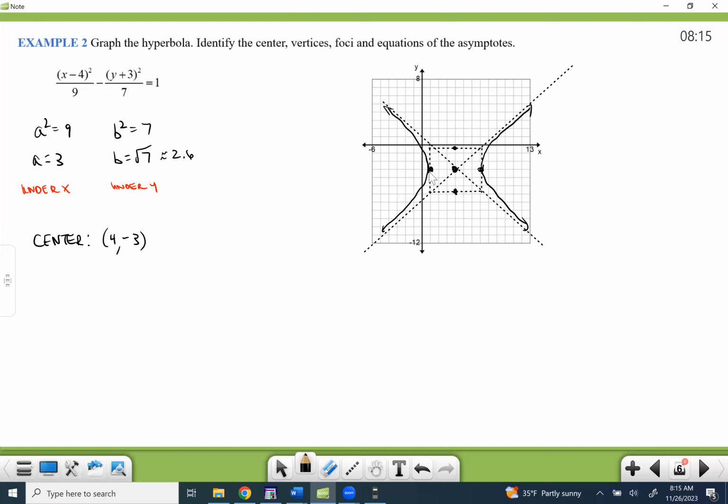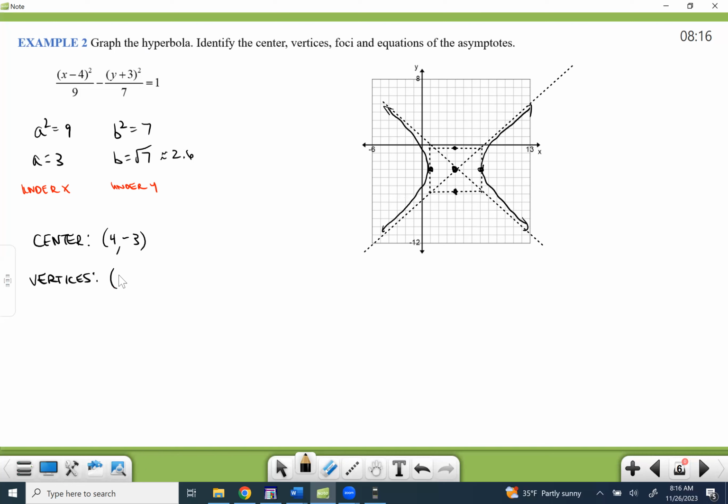Like it looks like this vertex is at 1, -3. And then it looks like this vertex right here is at 1, 2, 3, 4, 5, 6, 7, -3. Okay. But we should get that when we do the math. So let's see here. We've got to get the vertices.